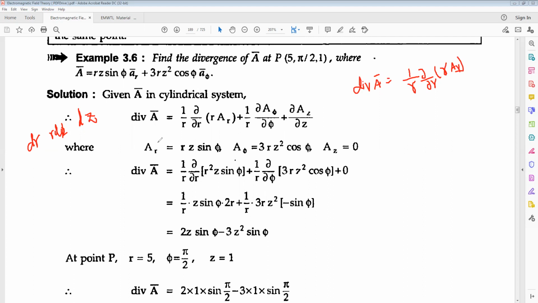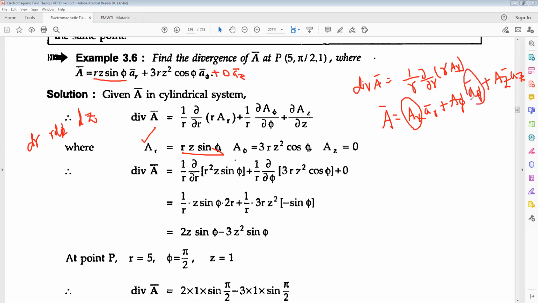So what is the AR? The AR bar term is RZ sine phi, and A phi term is the A phi here. So actually A bar is equal to AR into AR bar plus A phi into A phi bar plus AZ into AZ bar. Okay, but there is no AZ term here. The coefficient is given, AR is there, but there is no Z component, so it is 0 into AZ bar. So AR component, the coefficient of AR bar, is RZ sine phi. And A phi means the A phi bar coefficient, it is 3RZ square cos phi. And the AZ coefficient is 0.